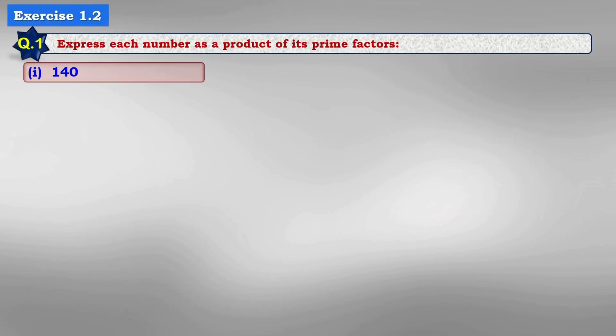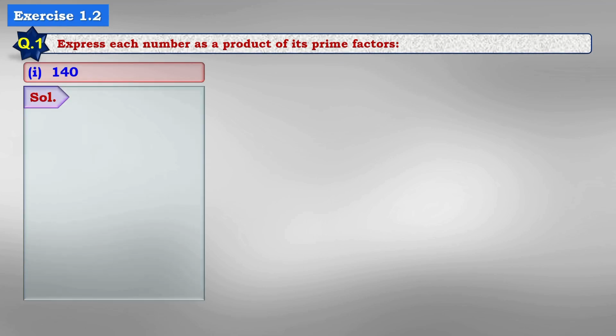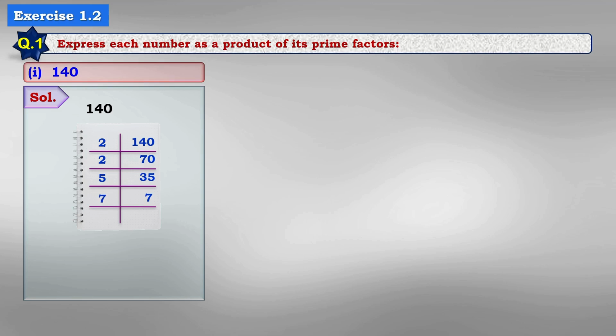Now let us solve some problems. Express each number as a product of its prime factors. So now let us do the prime factorization of 140. I think this is self-explanatory, I need not explain it. So 140 can be represented as 2 to the power 2 into 5 into 7.